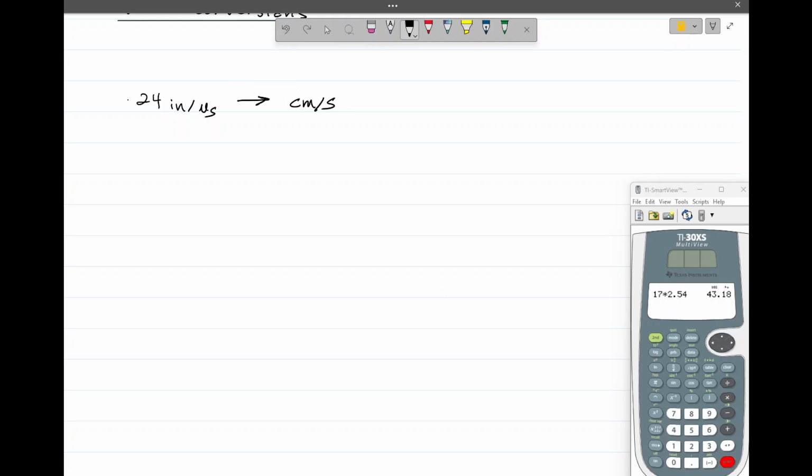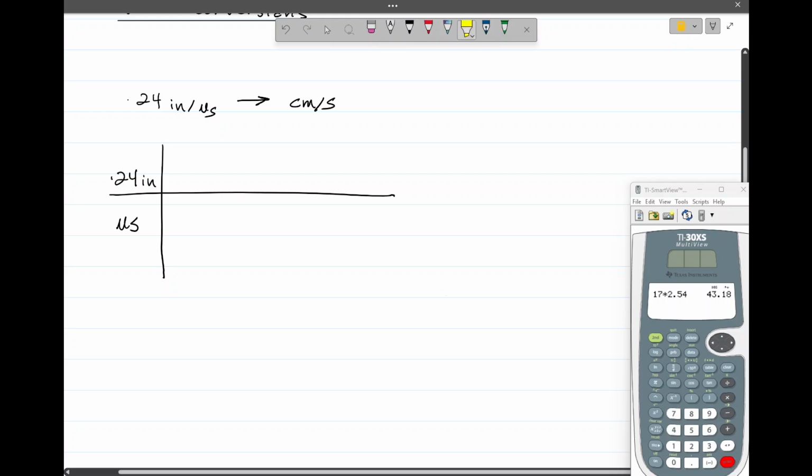Step 1, make the tree. So make my tree, and then right here, I'm going to put my starting unit. So it's 0.24, and inches go on top, inches per microsecond. Now the microseconds have to go on the bottom here. Why? Because they're being divided. Whenever you hear the word per, it means divide. Inches per microsecond. You're dividing there. All right, so this is what I start off with, 0.24 inches per microsecond.